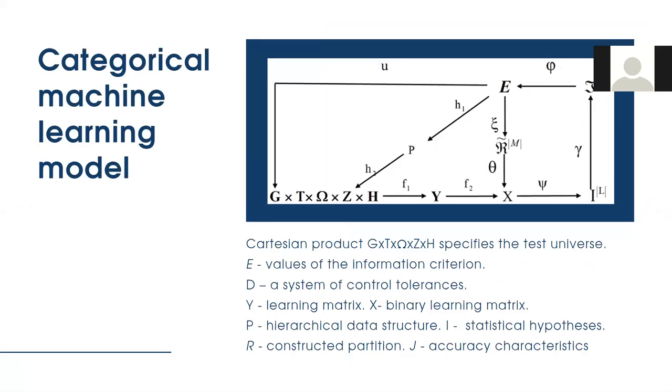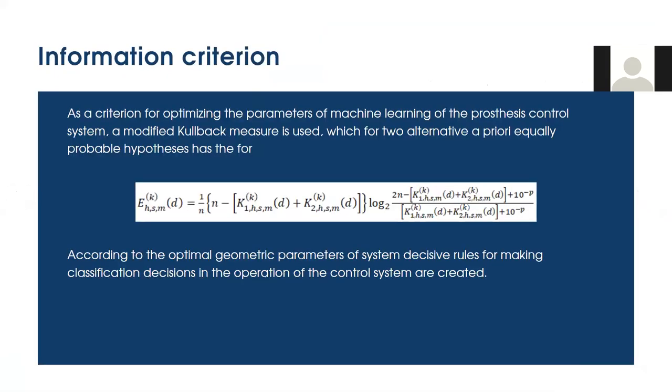Here we can see a categorical model of our machine learning system. It represents the data multitudes and methods applied to the multitudes. All data sets are presented here as capital letters, and we may see the whole process of machine learning. As a criterion for optimizing the parameters of machine learning of the control system, we propose a modified Kullback measure, which is an alternative to the prior equiprobable hypothesis. According to optimal geometric parameters, system decision rules, making classification decisions in operation of the control system, are created according to that criterion.